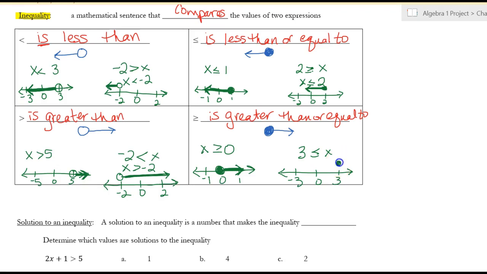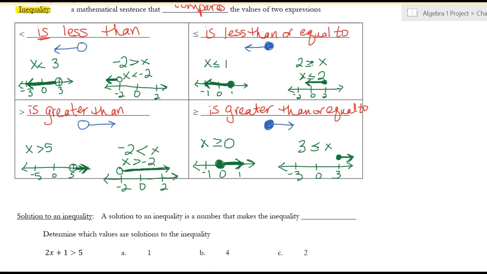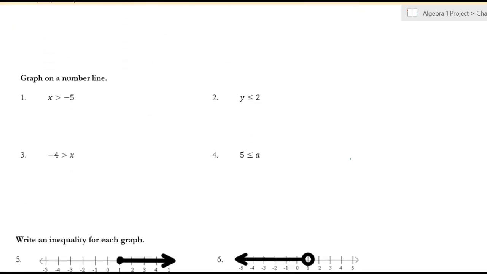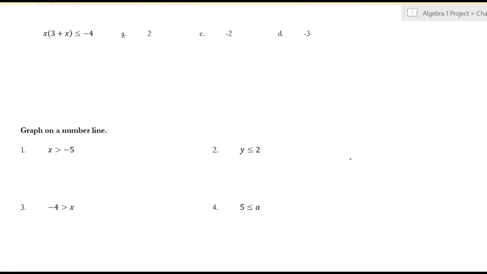So closed circle, and x is bigger, so it's going to the right. Okay? All right, so those are the fundamentals of graphing. What I'd like you to do now is let's look at 1 through 4, and I'd like you to try those on your own. And when you think you have it, go ahead and press play so you could check your work.